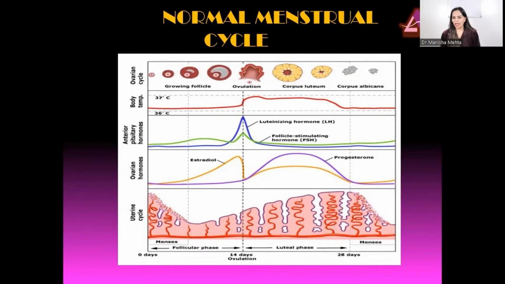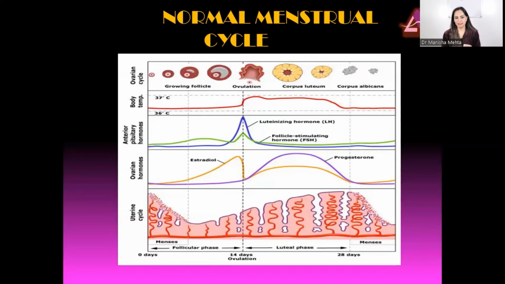Now what happens is, once this bleeding has occurred, there are various changes occurring at the level of the CNS, that is the pituitary, at the level of the ovary, and also at the level of the uterus. So we are going to see all of them from this diagram. As I told you, once there is bleeding, what is the pituitary going to do? Obviously, under the effect of the hypothalamus, FSH starts being secreted from day 2 onwards.